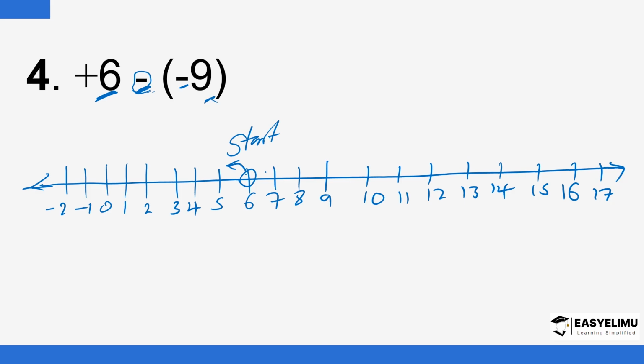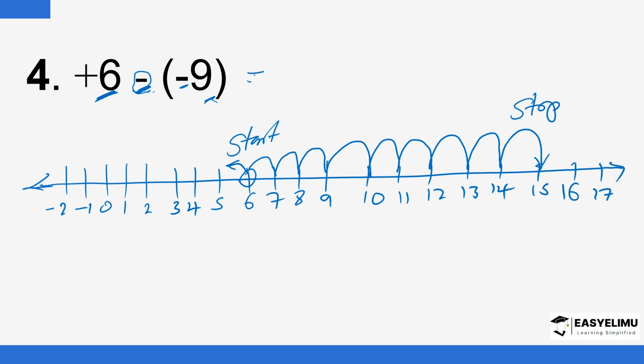How many steps? 9 steps. So count 1, 2, 3, 4, 5, 6, 7, 8, 9. So that is where we stop. So as we indicated earlier, the answer is given by where we stop. So where did we stop? +15. So that becomes the answer. So take note of where we are starting, the direction we are taking, the second sign, whether we are reversing the direction or continuing in the same direction, and the number of steps we move.